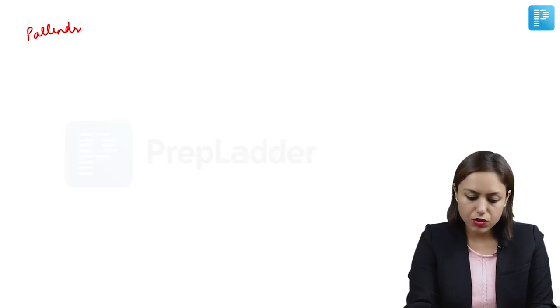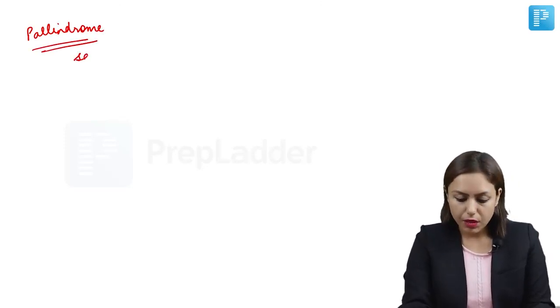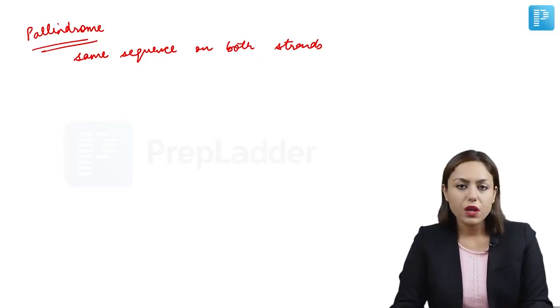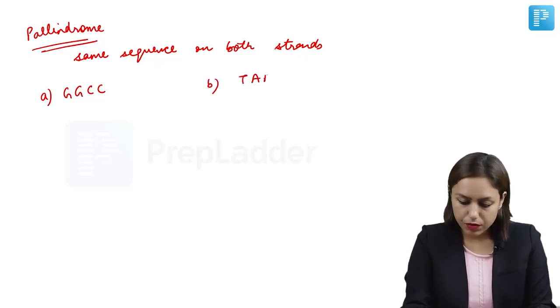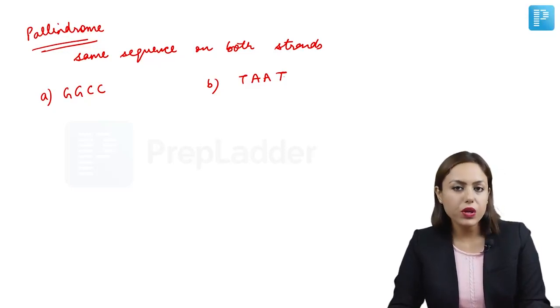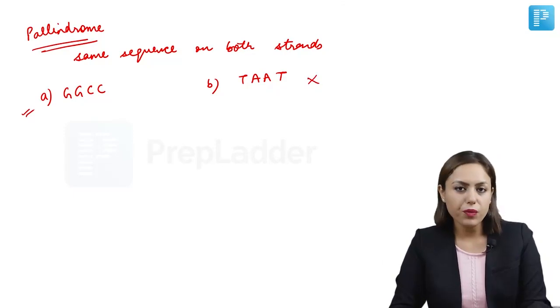Many questions are asked on palindrome. Palindrome is the same sequence on both strands. For example, I'll give you two options. Tell me which is palindrome. Many students will mark B here, but no, B is not palindrome, A is palindrome here.